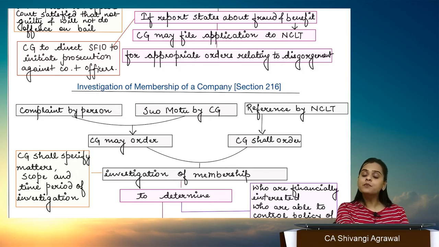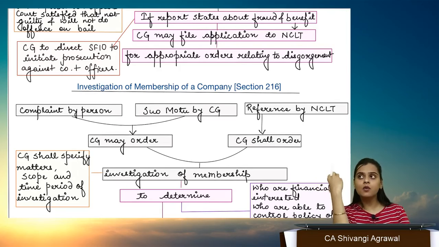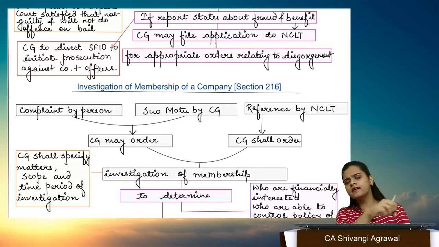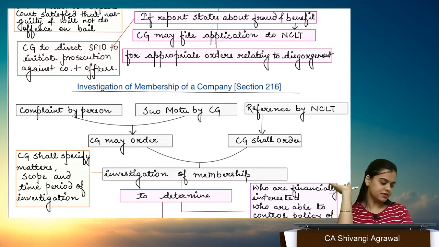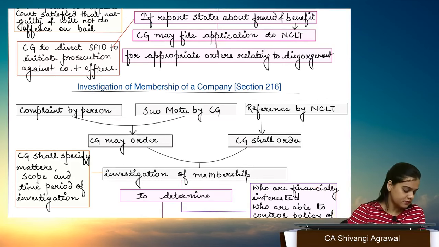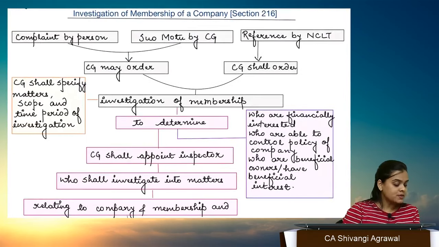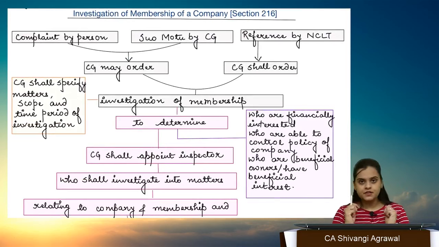If some person has got some benefit, then to recover that benefit, CG will file an application with NCLT, and that is known as an order of disgorgement. So NCLT will pass an order of disgorgement, that is for recovery of all the illegal gains that have been made by the persons, right? Okay. So that was about investigation into the affairs of the company.